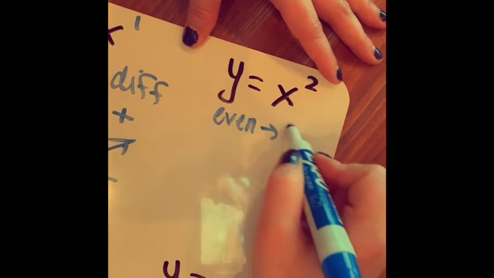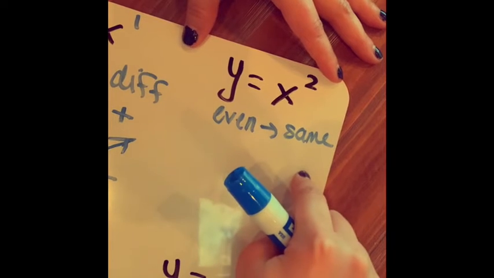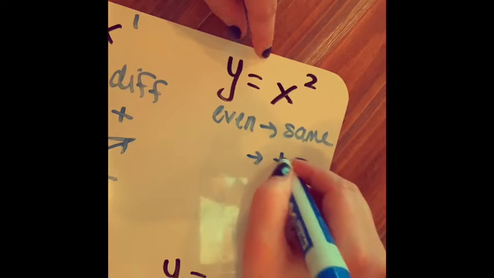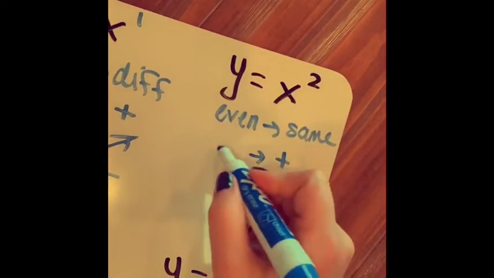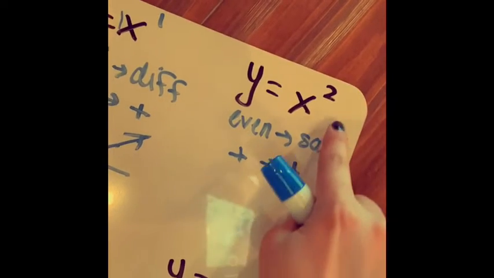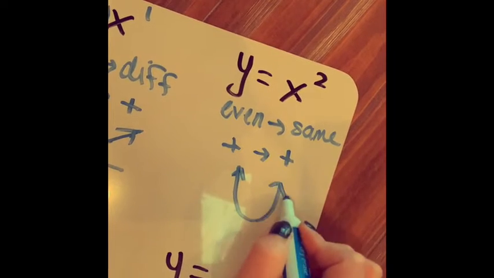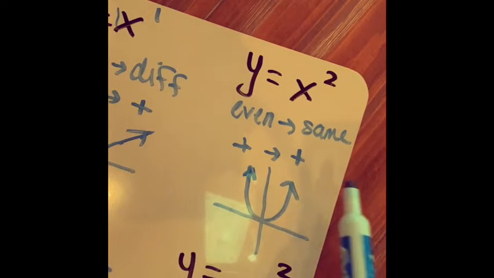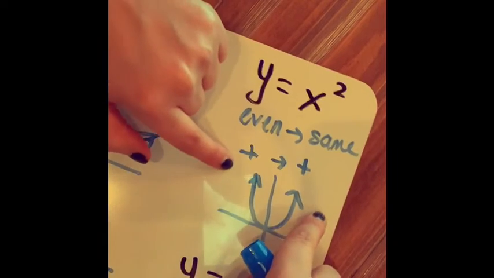Well, even means same, right? So they have to end in the same direction. I look at the coefficient here, which is positive. So I have to end positive. Well, if it ends positive and they are the same, that means it has to start off positive as well. So positive to positive. Well, think about y. We know y equals x squared really is just a parabola. It looks like this, right? It's a parabola. Noticing it's ending positive and starting off positive, right? Both end behaviors up.